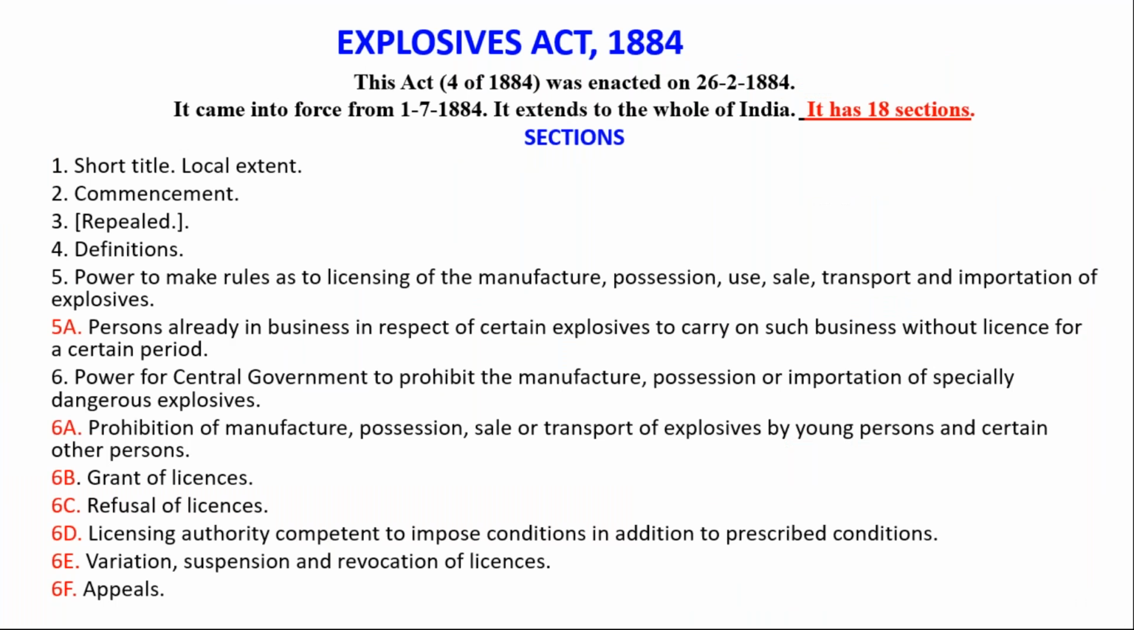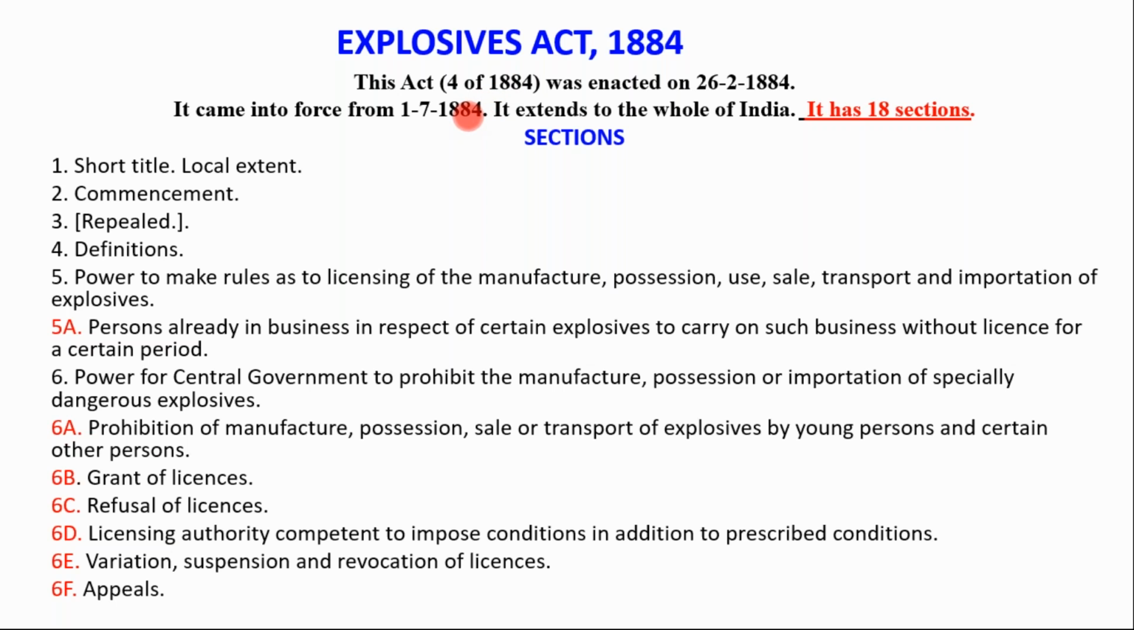It is not possible to discuss each and every section from the Act and each and every rule from the explosive rules in a single presentation, but I will focus on some of the sections and some of the rules. This Act was enacted in 1884 as Act 4 of 1884, and it came into force from 1/7/1884. It extends to the whole of India.